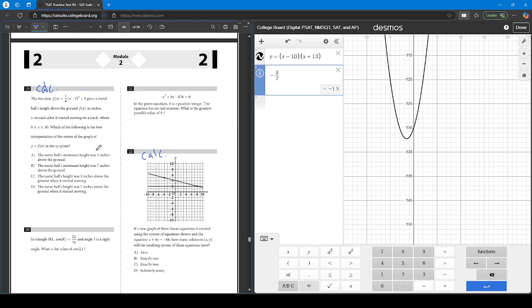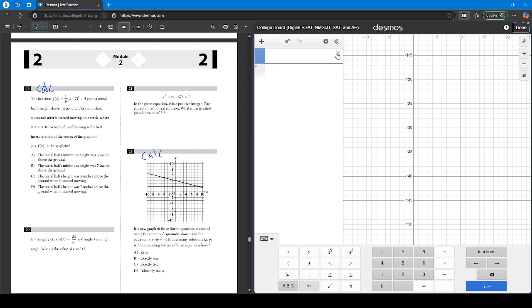And let's see. Next on the calculator, we've got question number 19. The function f of x equals 1/9 x minus 7 squared plus 3 gives a metal ball's height above the ground, f of x in inches, x seconds after it started moving on a track, where x is between 0 and 10. Which of the following is the best interpretation of the vertex of the graph?